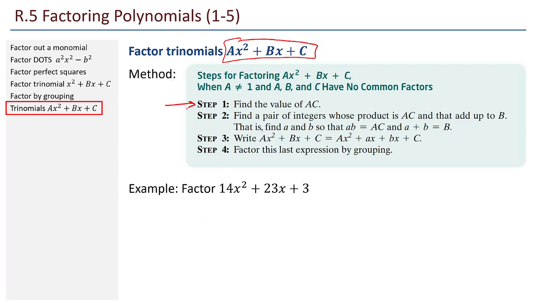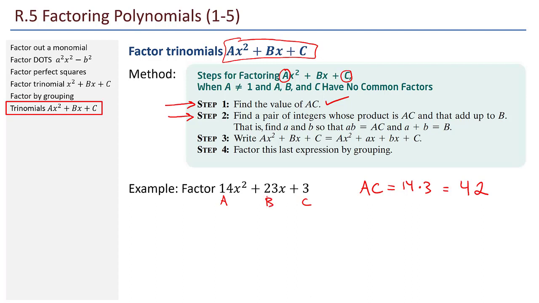So step 1 says find the value of a times c. Remember, capital A is the coefficient on the x squared. C is the constant. So in the example, A is 14, C is 3. So my AC, 14 times 3, that's 42. Okay, I figured out A times C. Check. Step 2. Find a pair of integers whose product is AC and that add up to B.